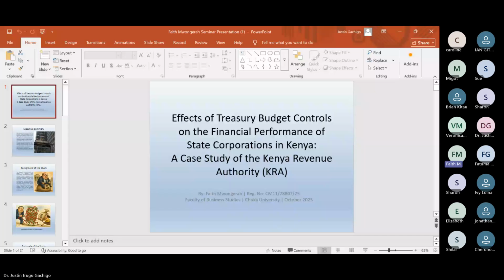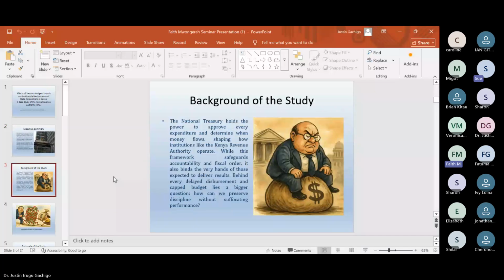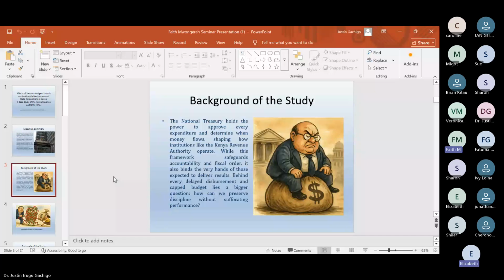The background of my study is that those who are in public finance know that the management of public finance is under the sole control of Treasury. And Treasury is empowered by both the Constitution and the PFM Act to bring fiscal governance in the utilization of public finance. But in doing so, sometimes through other instruments, they over-exercise that control. So the sole purpose of my study is to understand how these Treasury controls, through various instruments that I've listed in one of the slides, affect the financial performance of the state corporations. That's my background of the study.